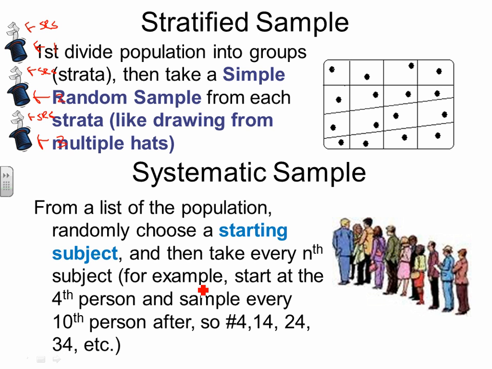Systematic sampling, you start at a randomly chosen subject, so the 4th person, and then instead of just going random from there, you will take every nth person. So start at the 4th person and sample every 10th person after. So you start at the 4th, and then you'll count 10 back, and you'll do the next person, count 10 back, do the next person. This is good for just a random list of people rather than something that's alphabetized.